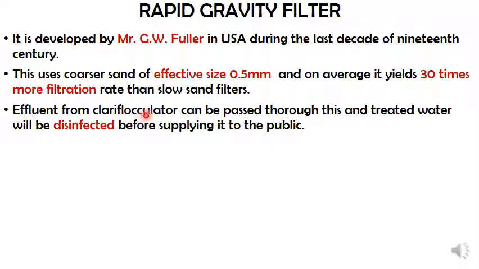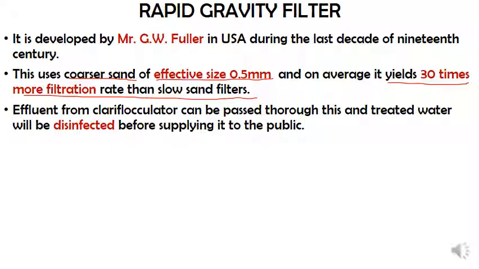Effluent from the clariflocculator can be passed through this, and the treated water will be disinfected before supplying it to the public. Since we are going to use coarser sand, that is, the effective size here is larger when you compare it with the slow sand filter, it yields 30 times more. So the rate of filtration here is 30 times more than the slow sand filter.